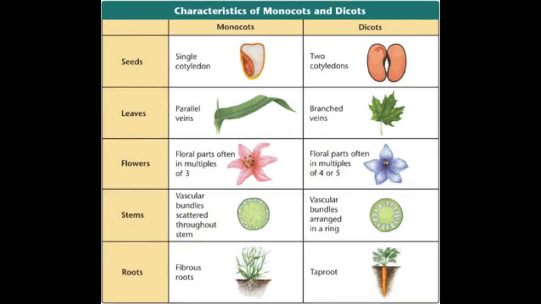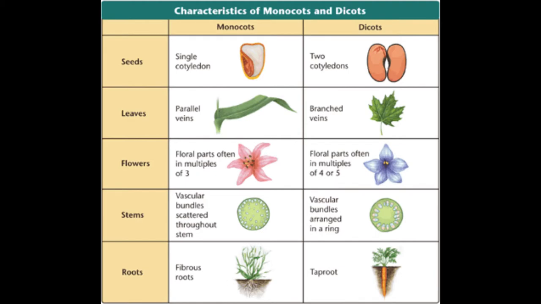Now listen to part of a lecture in a botany class. The professor is discussing flowering plants. Flowering plants have traditionally been divided into two major classes, dicots and monocots.